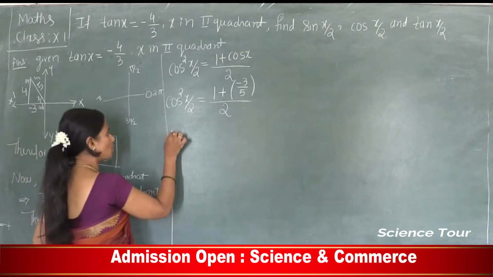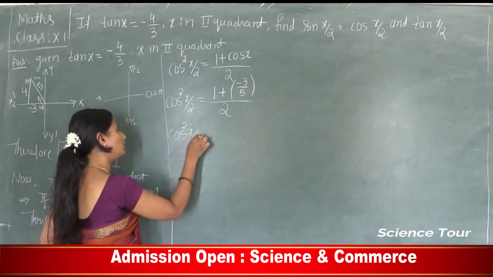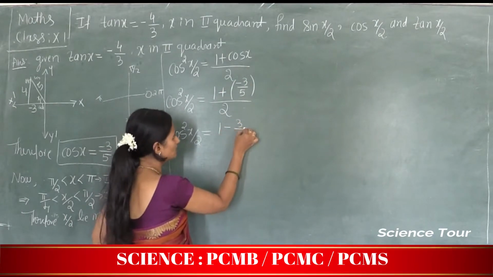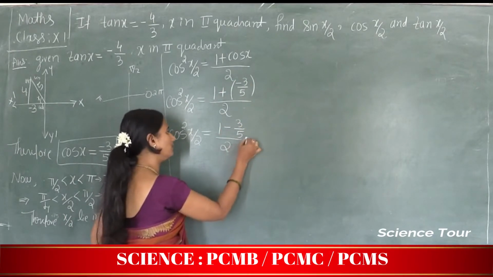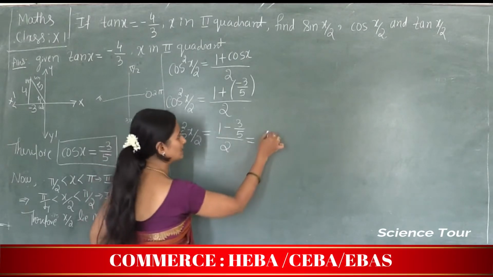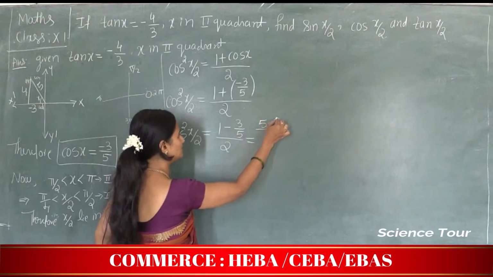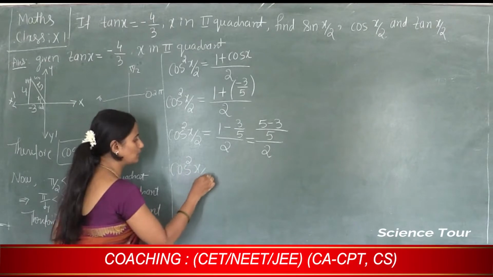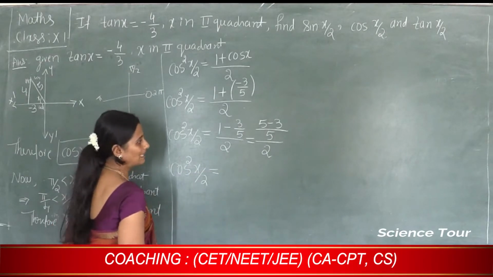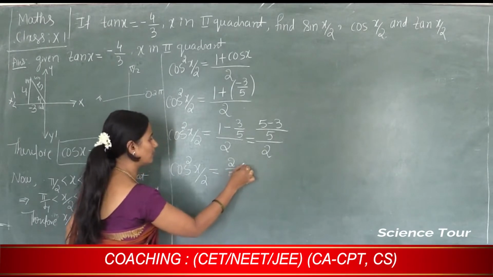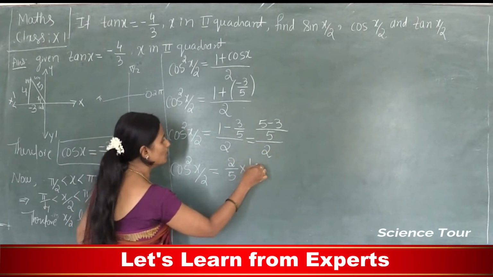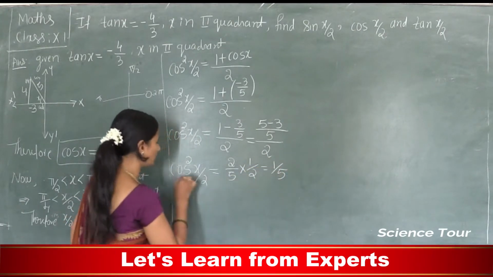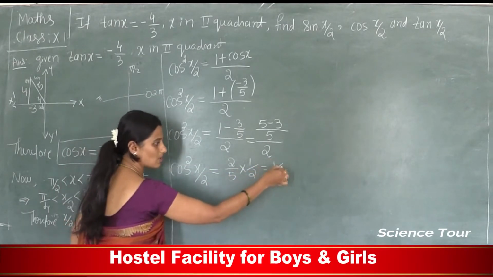Cos square x by 2 is equal to 1 minus 3 divided by 5, whole divided by 2. How to simplify? LCM. LCM is 5. So 5 minus 3 whole divided by 2. Cos square x by 2 is equal to 5 minus 3, which is 2, divided by 5, and the denominator 2 changes it to 1 by 2. So it is equal to 1 by 5. So cos square x by 2 is 1 by 5.